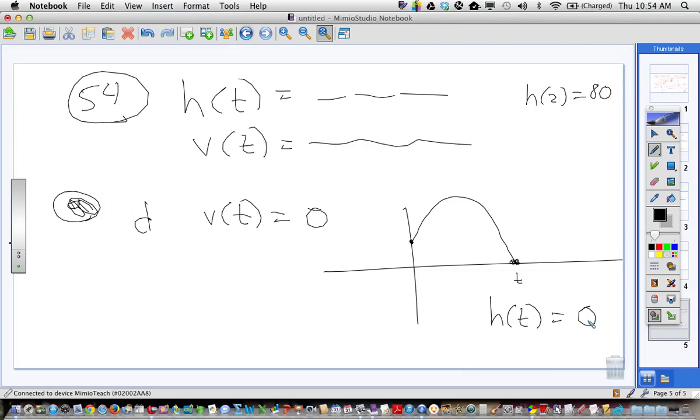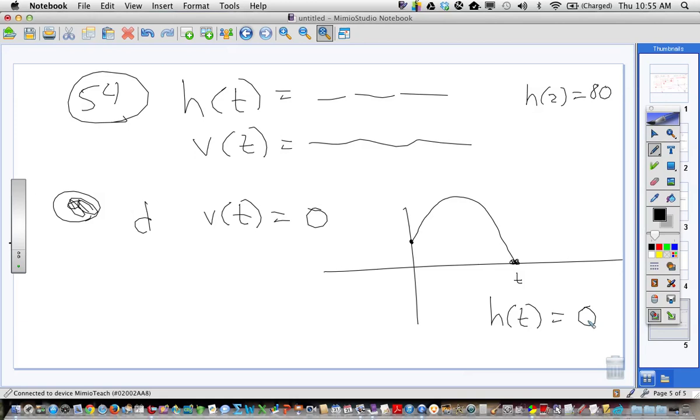Every one of those questions we can answer by just doing something with the h or v graph. We can plug into them, or we can set them equal to 0. If we want to know when the ball is 20 feet off the ground, we set the h graph equal to 20. When's it a maximum? That's when the velocity is 0, because that's when it's stopped. Those are things we'll be working on more and more, and they'll get easier to understand. But those are some important things as well.